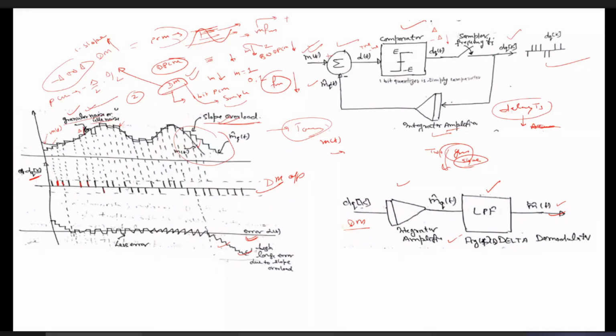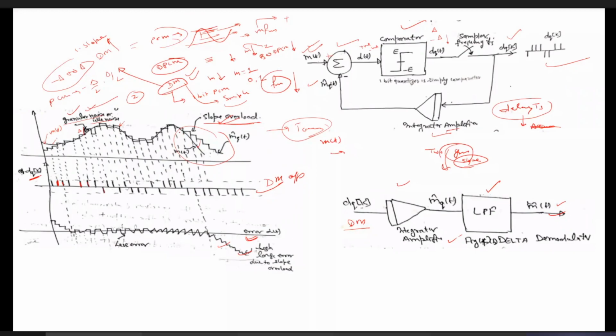And in the slope overload, what happens? This staircase function is unable to follow that of the message signal. We call it slope overload. So these are the two drawbacks in the case of delta modulation: granular noise, and slope overload, which arises when the slope of the message signal is very fast.